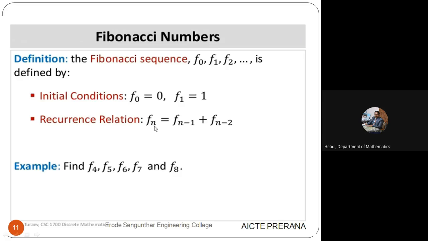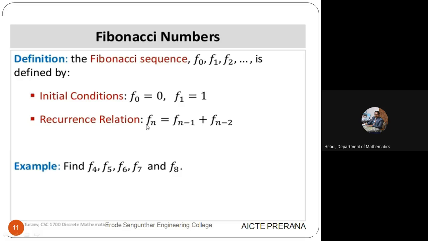The first term in the Fibonacci sequence is 0, the second term is 1. Now we find the third term. For finding the third term in this recurrence relation, we substitute n equal to 2. We get f2 equal to f2 minus 1 plus f2 minus 2, that is f2 equal to f1 plus f0. f2 equal to 1 plus 0, that is f2 equal to 1. The third term is 1.